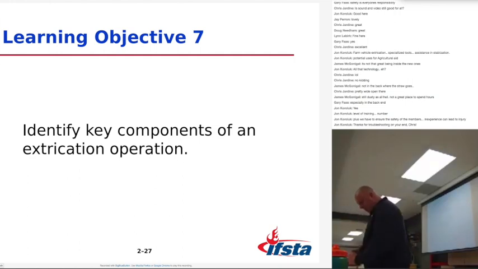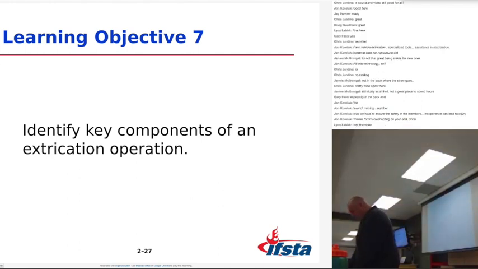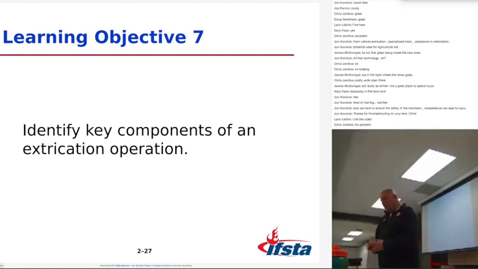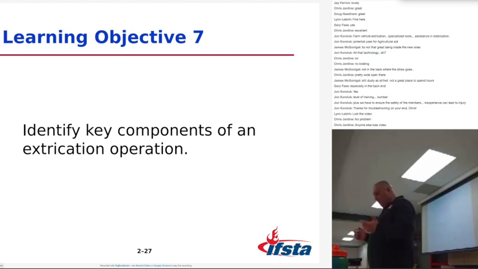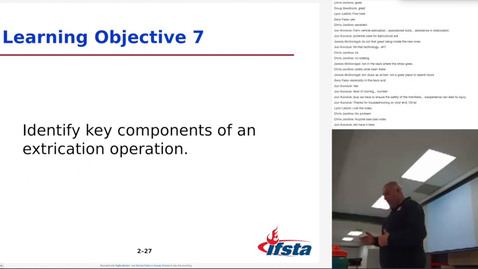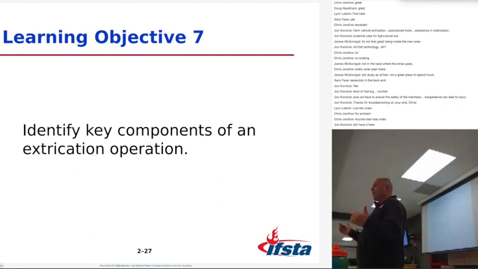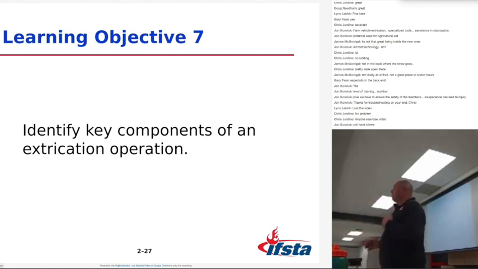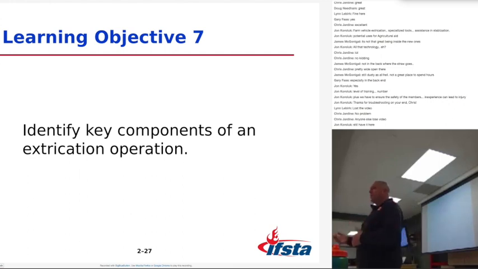Objective 7, key components of an extrication operation. So this is between 47 and 60. It's a fair-sized component. Okay, so command and control. We've beaten command to death, probably. Available resources, scene control, vehicle stabilization, patient access, disentanglement, treatment, extrication, triage, transport, shelter of patients. So these are all things from command that you need to take into consideration. How are we going to control our scene? You don't have to do all these tasks, but you're also responsible for them as part of your plan.